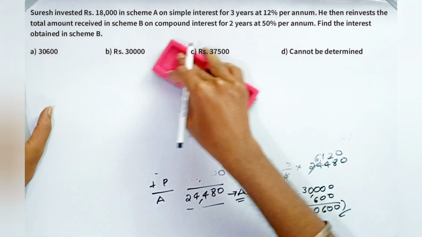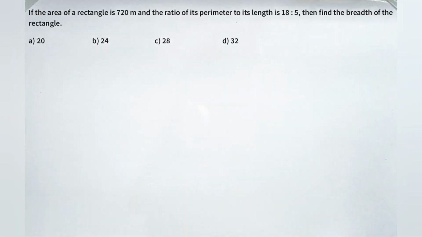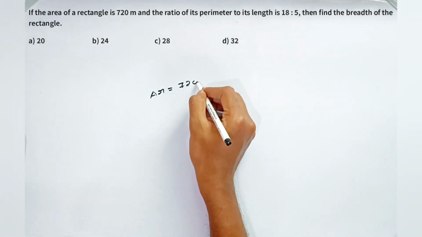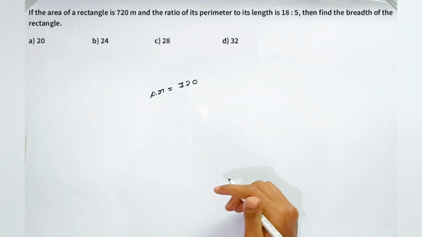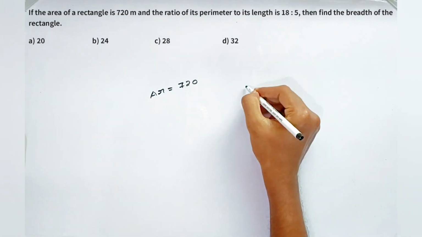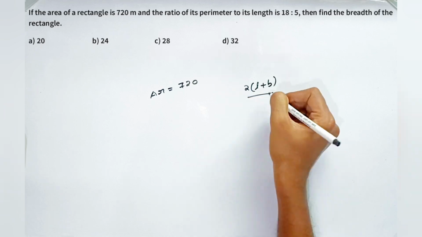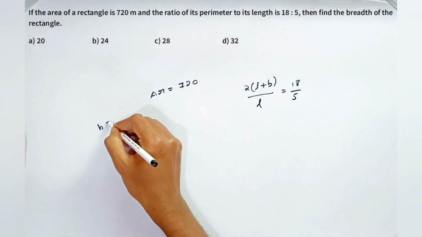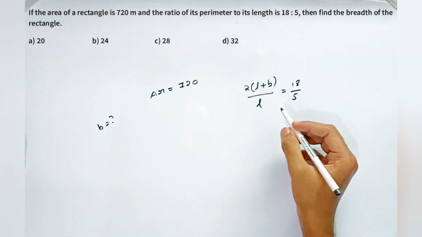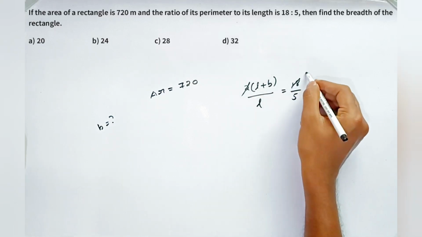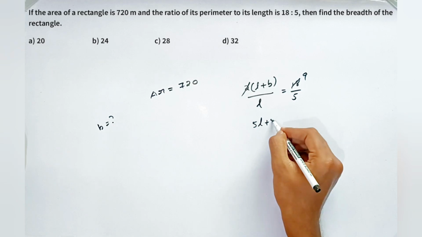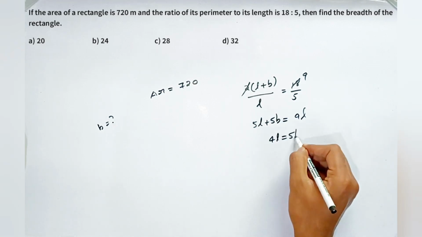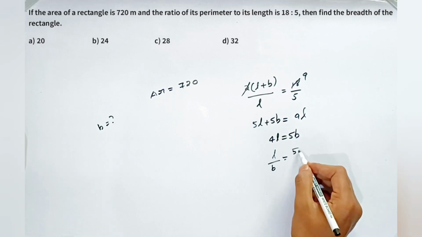Okay, going to the next question. It is given that the area of the rectangle is 720, and the ratio of the perimeter, which is 2 into (L plus B), to the length is 18 by 5, and we have to find the breadth. From this I can calculate the ratio between length and breadth. So 2 cancels 9, and 5L plus 5B is equal to 9L, and we get 4L is equal to 5B. From this, L by B is equal to 5 by 4.